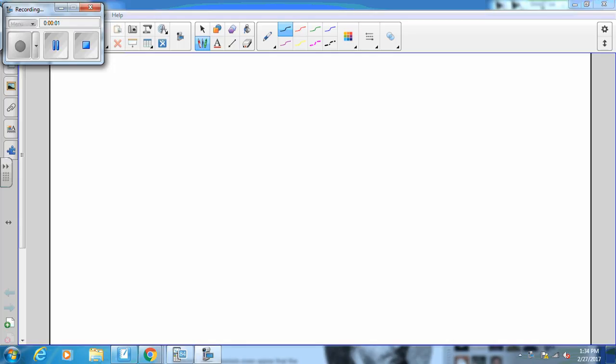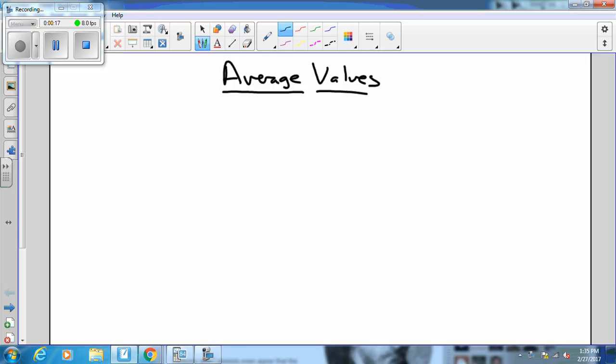Today we're going to talk about an extremely important use of the definite integral, and that is to compute average values. Now, to get at average values, I want to consider how we compute average values for functions that are defined on a discrete domain.